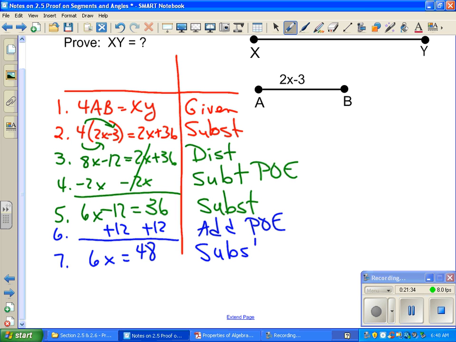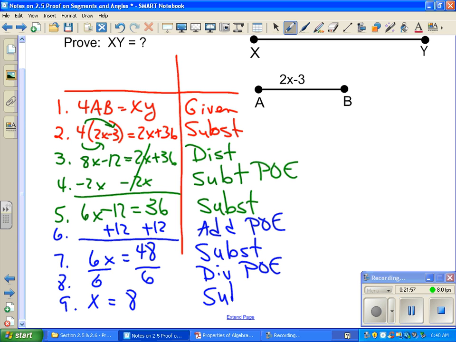So every time you use the word add, subtract, multiply, or divide, you see in every one of these proofs, I've substituted in the answer. And then last but not least, we're going to divide by 6. So that's the division property of equality. And we just used division, so we've got to put in the answer. 48 divided by 6 is 8. So we have substituted in the answer.